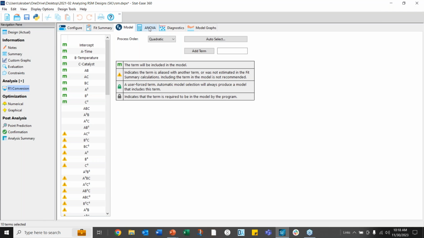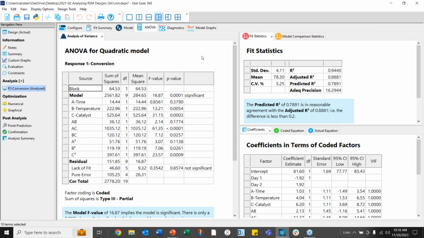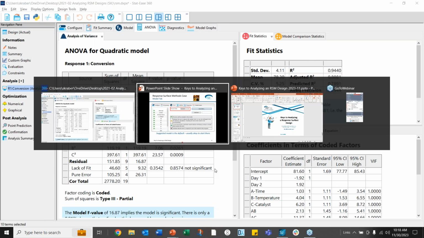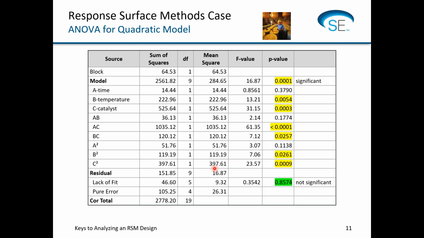We're going to take this and now we're going to form the ANOVA. So we'll click ANOVA, and here are all our terms. Go back to slideshow. We can see that the overall model is statistically significant. A on its own is not significant, but B and C are significant. There's an interaction that's not significant. Here is an AC interaction that's very significant.